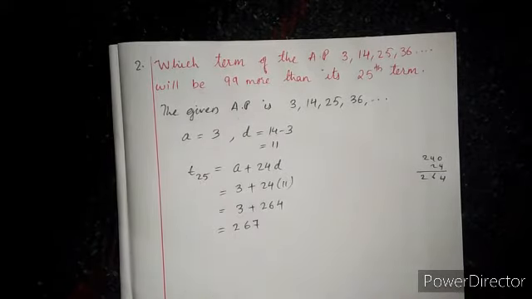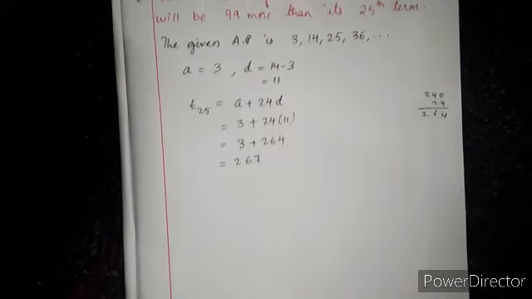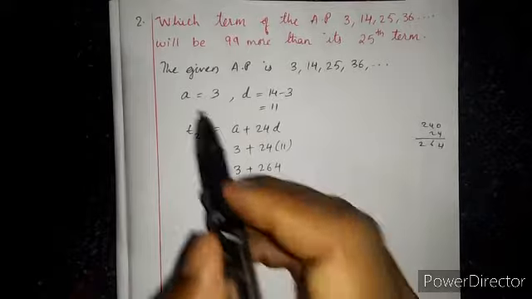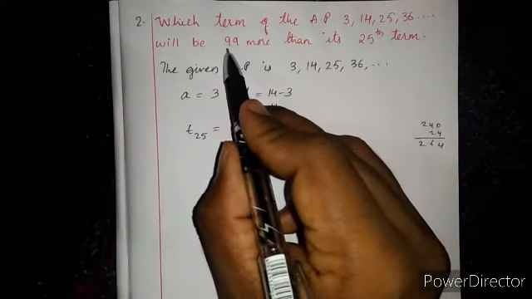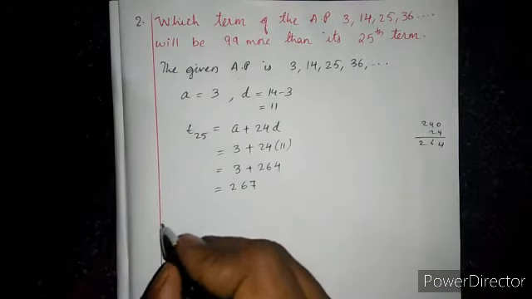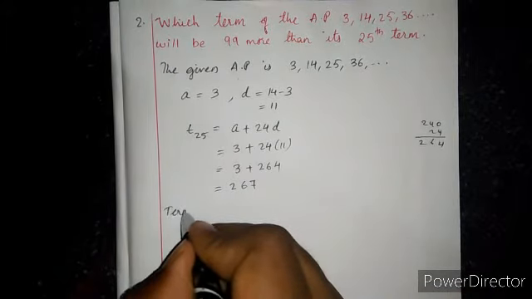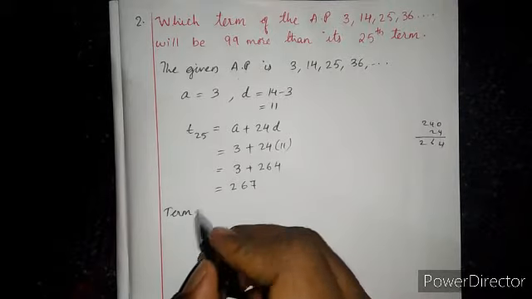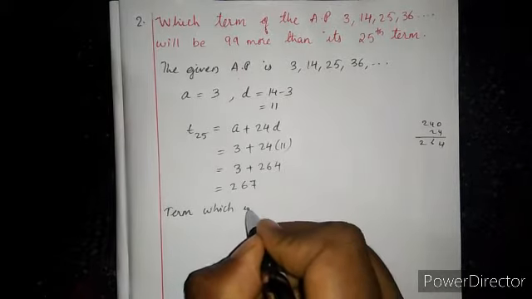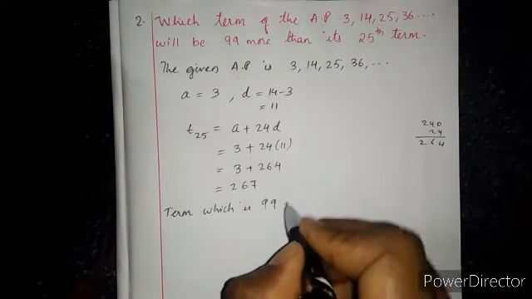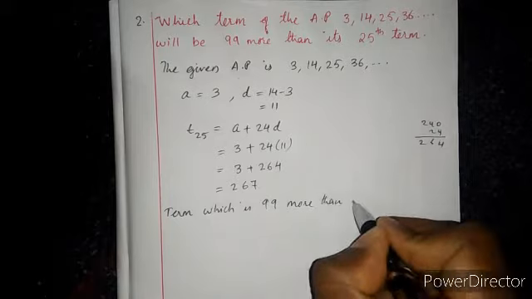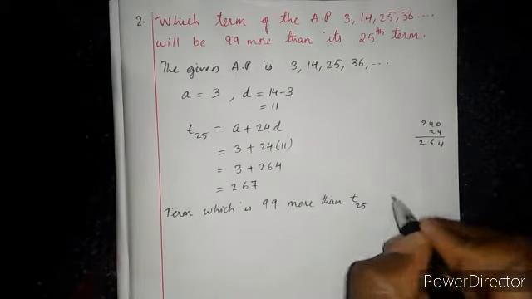267. This is the 25th term, right? We don't want to find the 25th term. Just check out the question once again. What is the second line? We want to know which number is 99 more than 25. So we will write term which is 99 more than the 25th term, means T25.